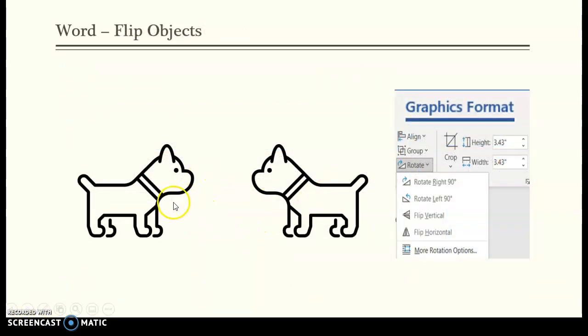This is pretty cool. I chose an icon, and you can rotate it so that I flipped it horizontally so they're facing each other. So there's pretty interesting ones that if you wanted it upside down, you could do that as well. But I just flipped it so they're facing each other.